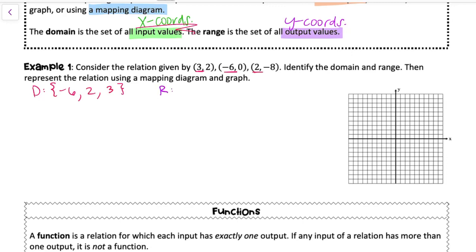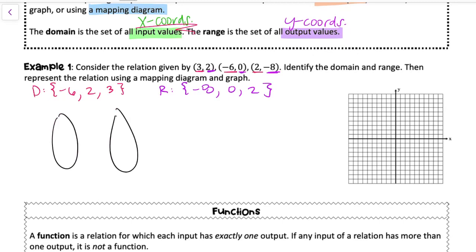Our range has all of our y coordinates. So we've got 2, 0, and -8. So again, curly brackets, and we're going -8, and then 0, and then 2, close curly brackets. Okay, next we want to represent the relation using the mapping diagram and then a graph. Our mapping diagram is kind of strange, but we start with two bubbles, one that has all of our inputs and one that has all of our outputs. Well, good news is we already found the domain and range, so our input bubble has just all of our domain values, and our output bubble has all of our range values, so -8, 0, and 2.